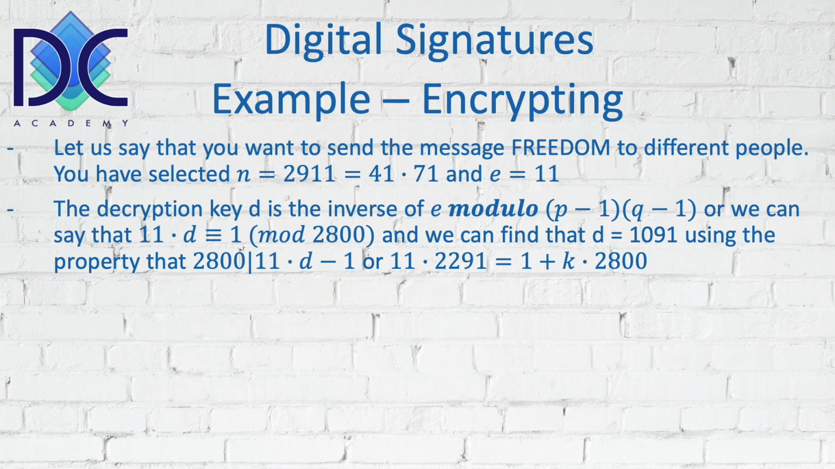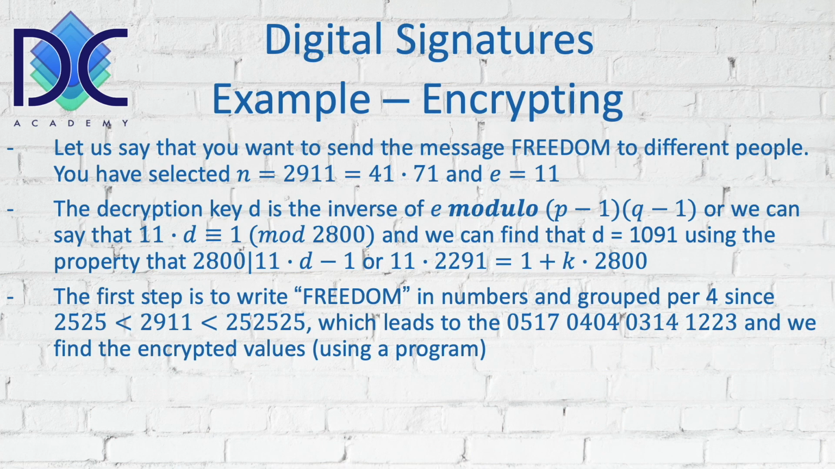And we can find that using the property that 2800 divides 11 times D minus 1, or 11 times 1091 is equal to 1 plus K times 2800. Now, what we have to find now is that we have to go to the next element. So we have to write freedom in numbers. We group them per 4.